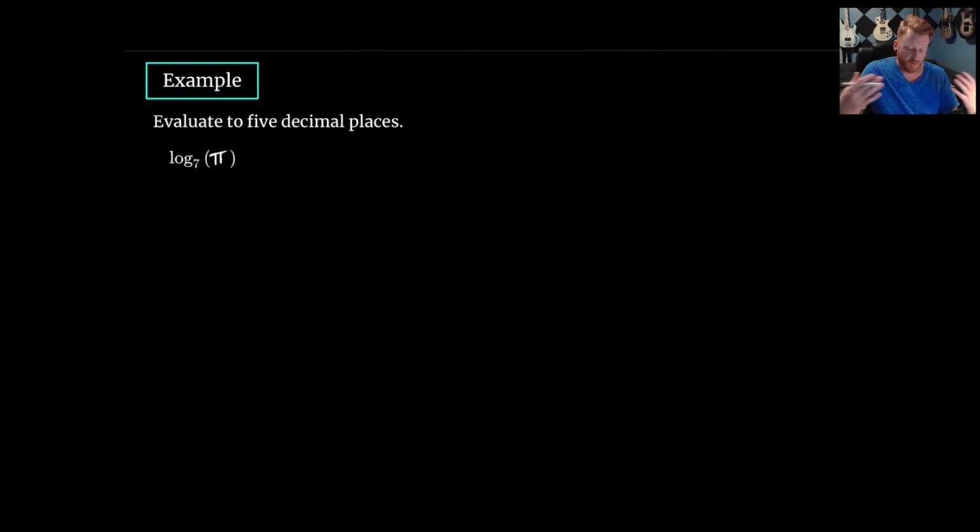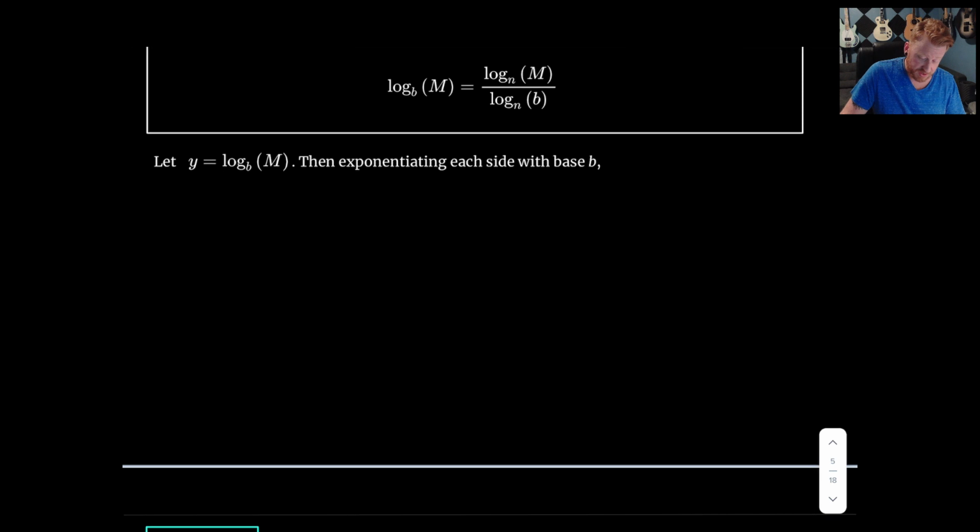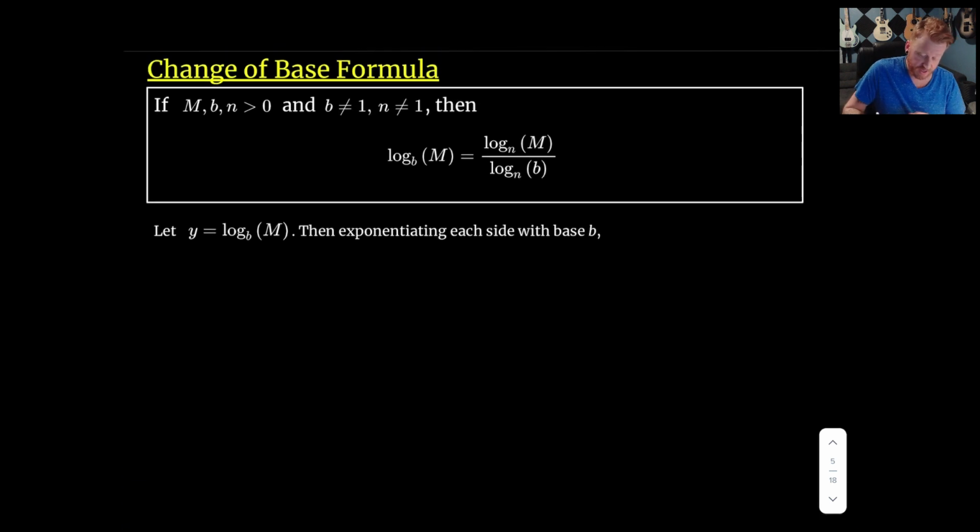But we need to have a way around this, and the change of base formula is just a nice thing here. So we're going to take a look. I have it claimed, and then we'll take a look at a proof. What it's saying is that we're going to start off with a bunch of positive variables, and we need b to not be equal to 1 and n not to be equal to 1 because they will both be bases of logarithms in here.